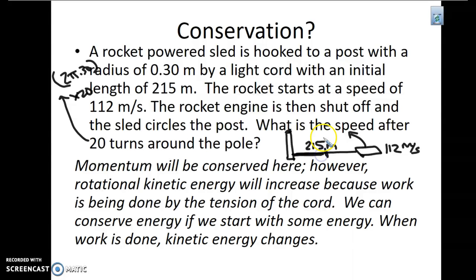With this kind of problem, you're going to want to use conservation of momentum because that internal force of tension is affecting it. It's changing the mass distribution, but it's an internal force. No external forces and torques are being added, and so you can use conservation of momentum. You can't use conservation of energy here because the rotational kinetic energy actually increases because work's being done, and we really can't conserve something that's being added. So the conservation of mechanical energy will not work with this one.